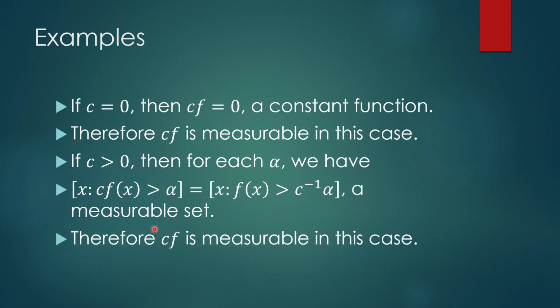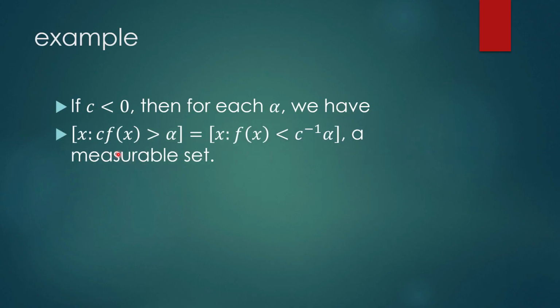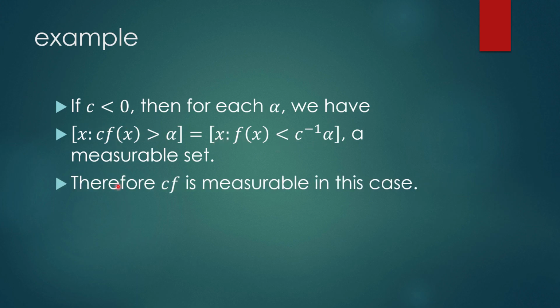So if c is less than 0, then for each alpha we can write the set of x such that cf(x) is greater than alpha in this form: the set of x such that f(x) is less than c inverse alpha, because c is negative. This set is measurable because f is measurable. Okay. Therefore cf is measurable in this case also. So that is the method we use. I already told you we are trying to convert the unknown set in terms of known measurable sets. Okay. That is the method we have used so far.